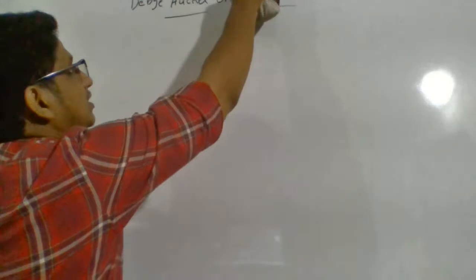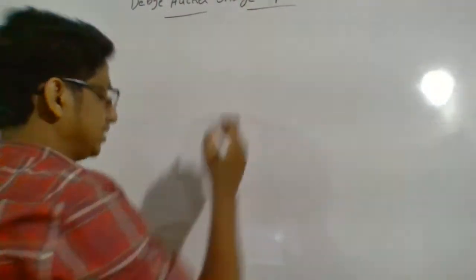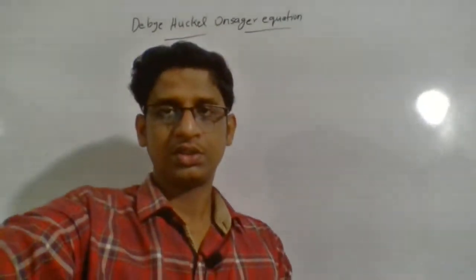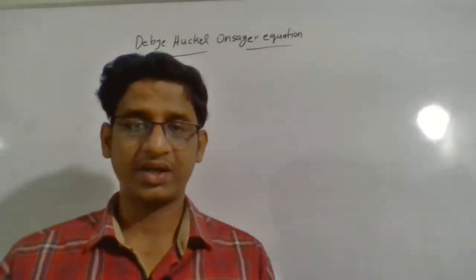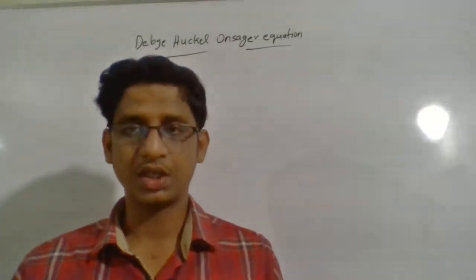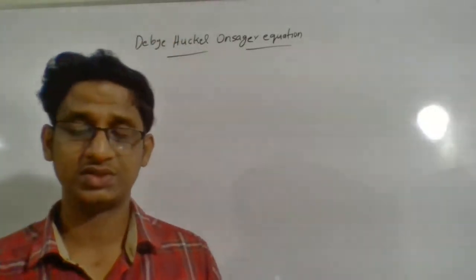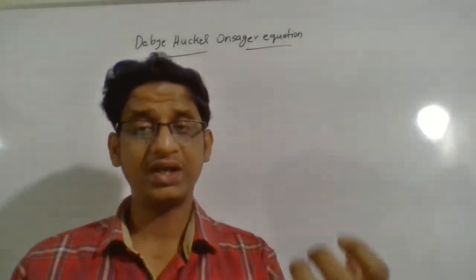Onsager equation. So what is it? This was the scientist Onsager who found an equation to find the molar conductivity of strong electrolytes. This is especially for strong electrolytes, because we already saw one equation for molar conductivity of a strong electrolyte. Now that particular equation was modified.